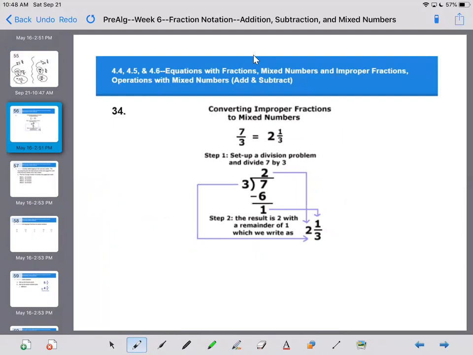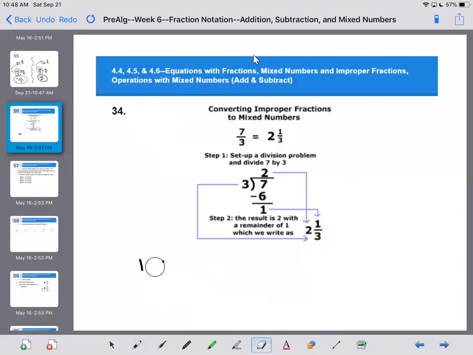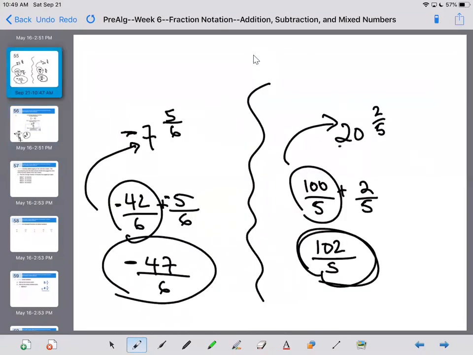And then going the other way, if I want to convert improper fractions into mixed numbers, notice that I had on this last one, 102/5. I'm just saying how many times will 5 divide 102? And it would be 20 2/5, which is what we started with earlier.